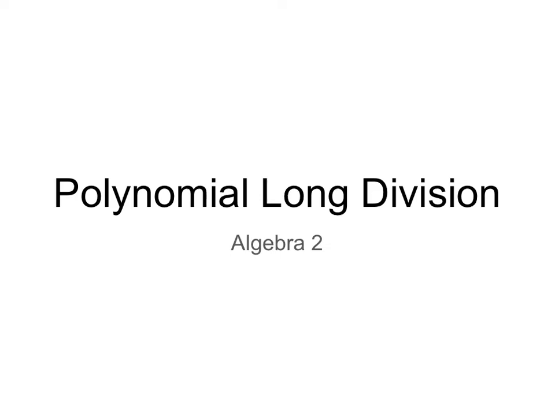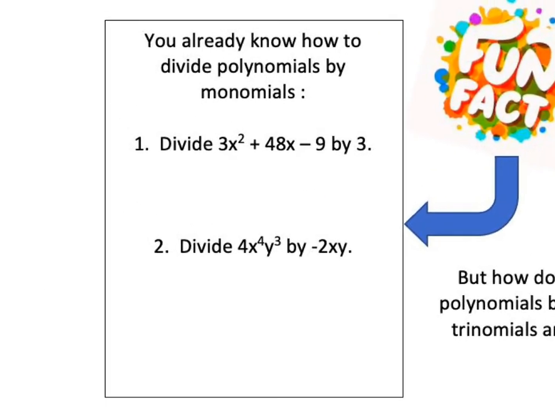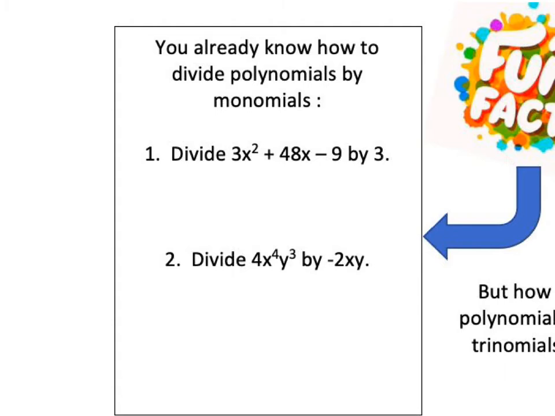In this lesson, you're going to learn how to do polynomial long division. Let's begin by looking at something that you already know. Dividing polynomials by monomials. So 3 is a monomial. So if I divide this by 3, it means that I'm dividing each term above by 3.